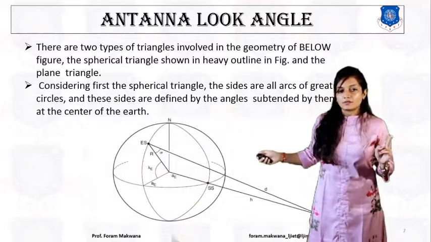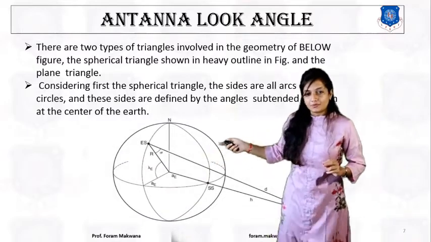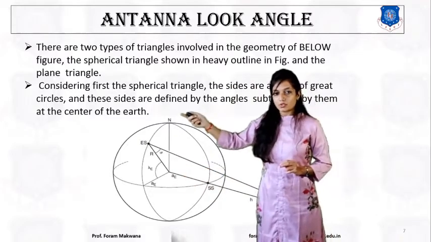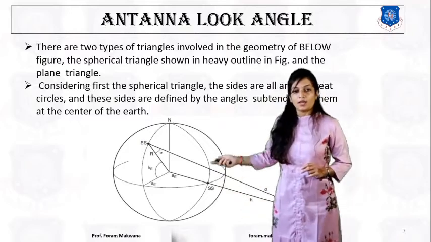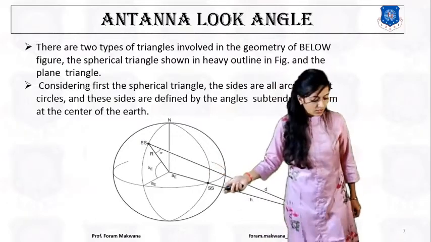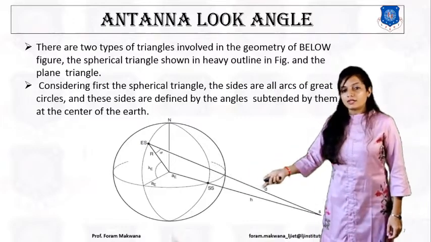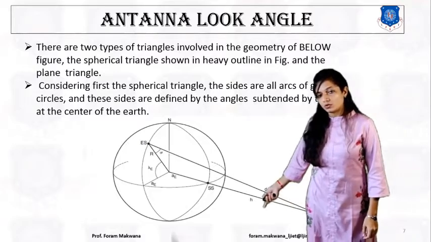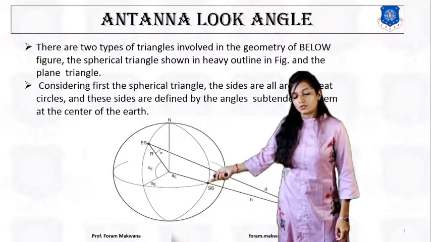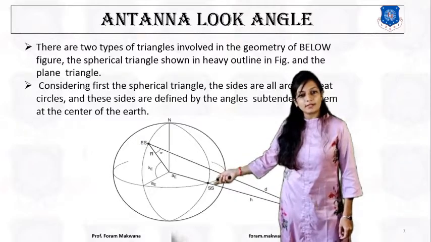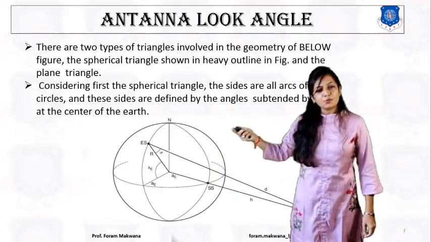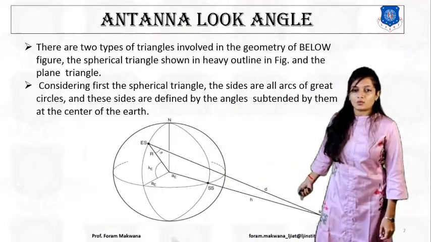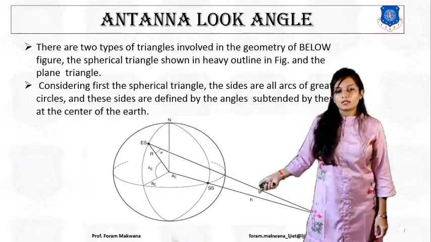Considering the diagram, this is our earth, this is the north pole, this is the south pole, and over here at a certain height my satellite is there. If I project vertically onto the surface of the earth, I get this point, which is known as the sub-satellite point. Now, from the earth station, at which distance is my satellite located? It is going to be indicated by a small d.